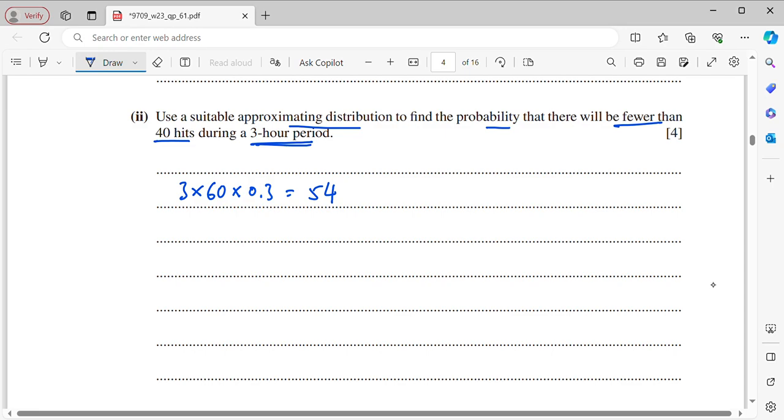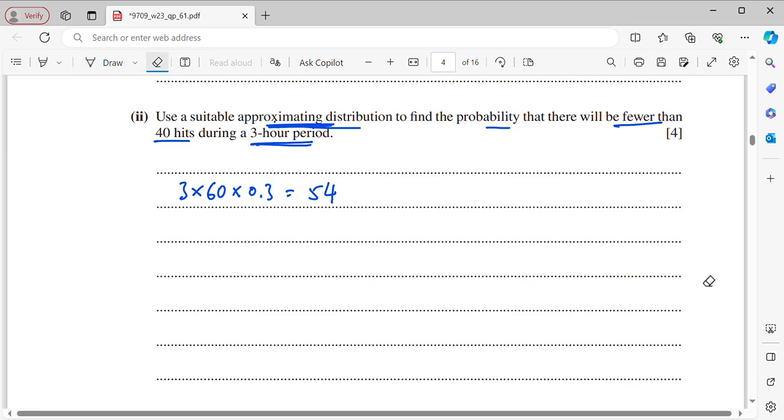So from here I will say that my Y now is Poisson distributed because my Y is per 3-hour period. Or I will say that now it will not be Poisson distributed because this value is a huge number. Therefore, in the question you are given an approximating distribution.